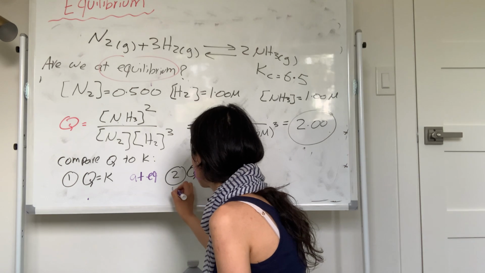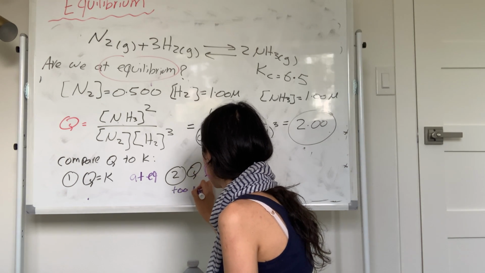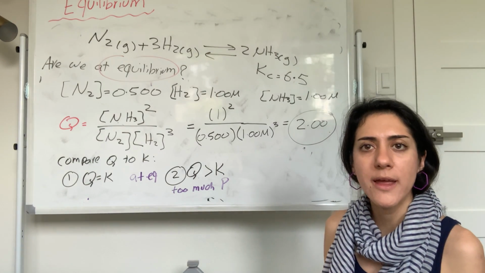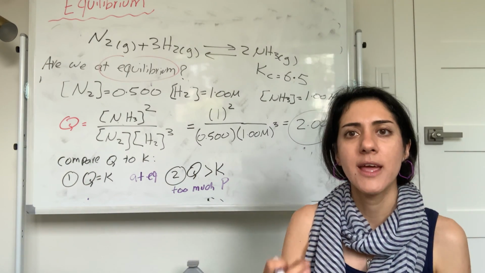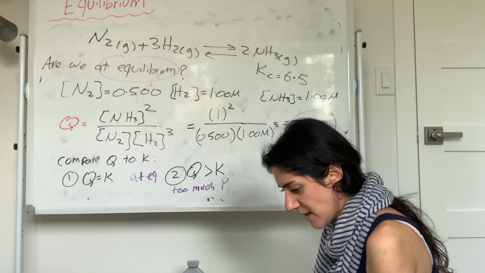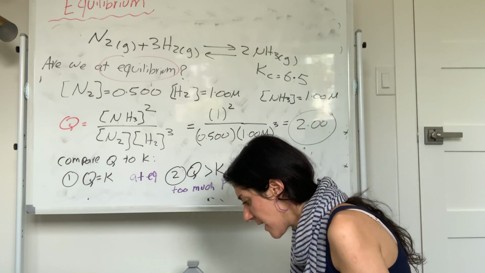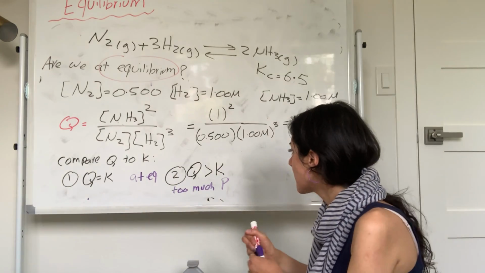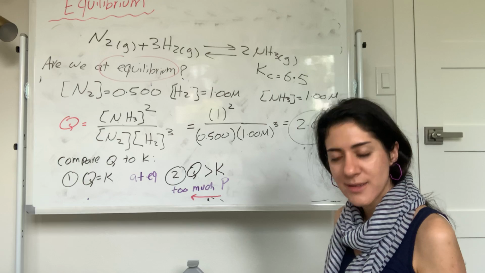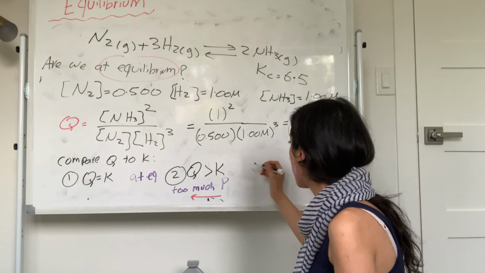Now, if you have too much product, which way would it need to shift in order to reach equilibrium? It would have to shift to the reactant in order for us to reach equilibrium. You guys follow me so far? Okay. Now, number 3.